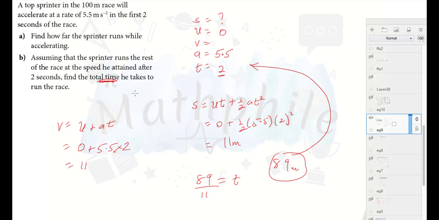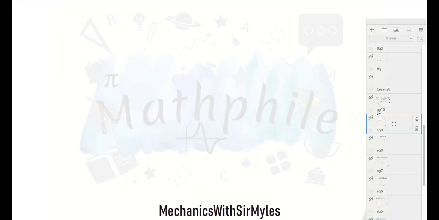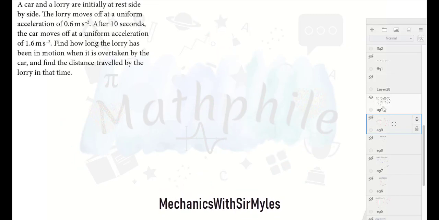So the total time becomes the summation of the previous time and the new time calculated. So it's going to be the 8.09 you're talking about plus 2 seconds. That should give you 10 point something. Point one. Okay, so that is that one. Just take your time and solve this one as well.